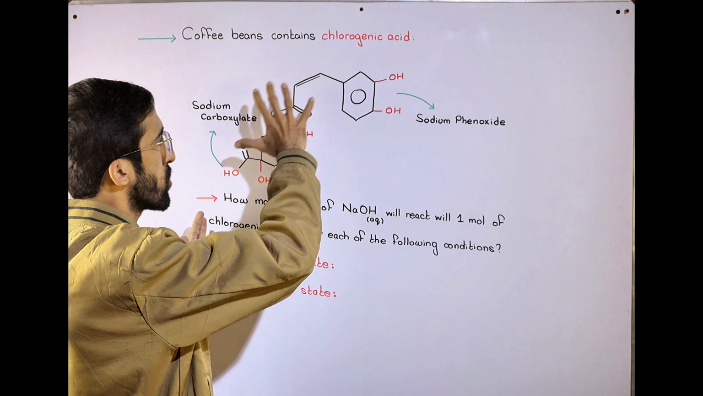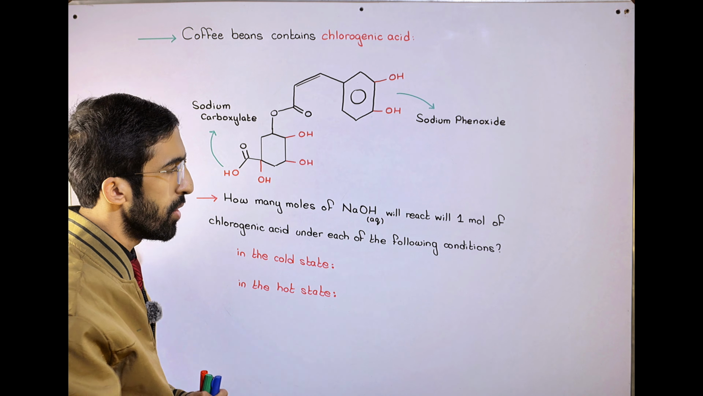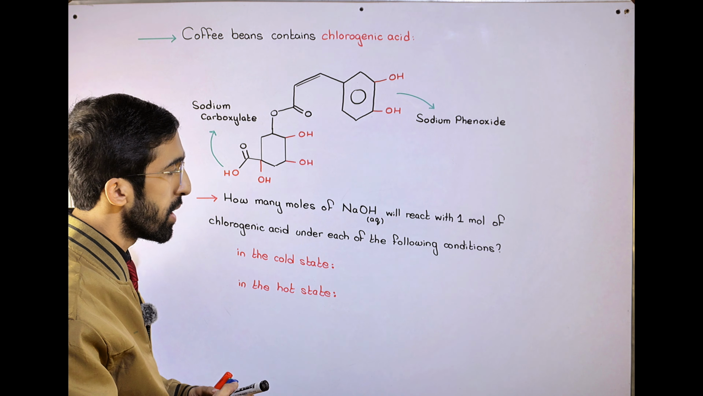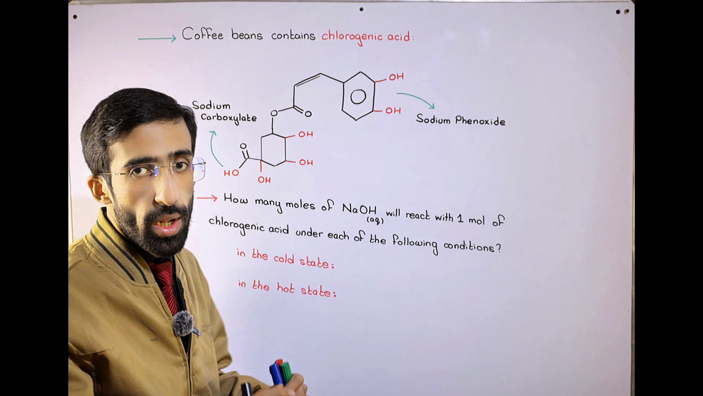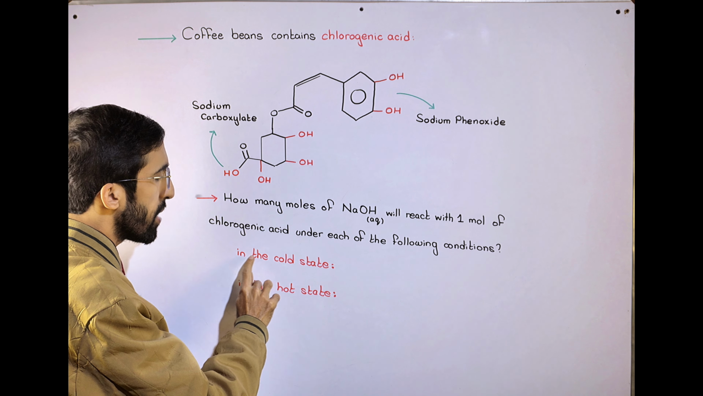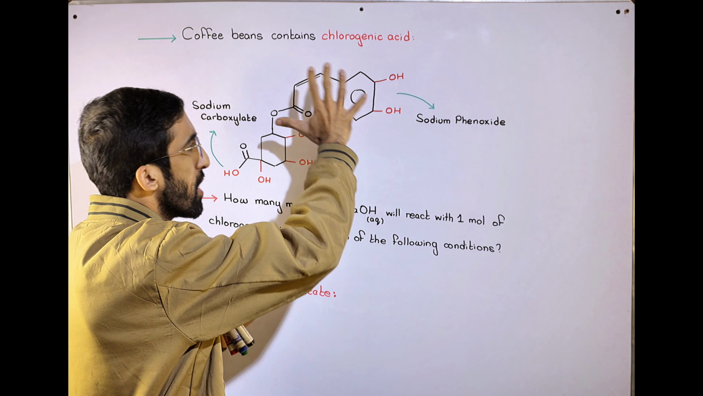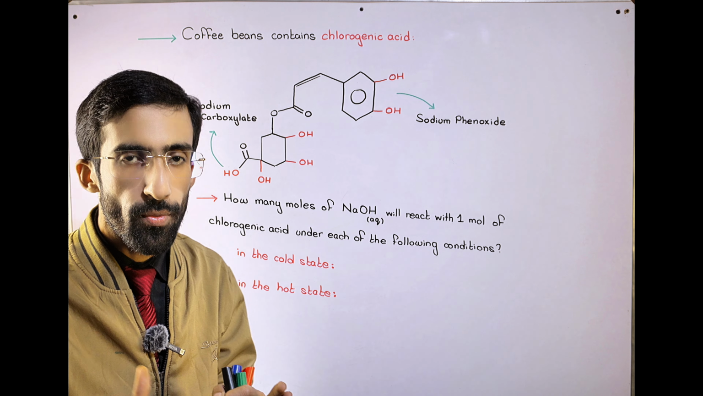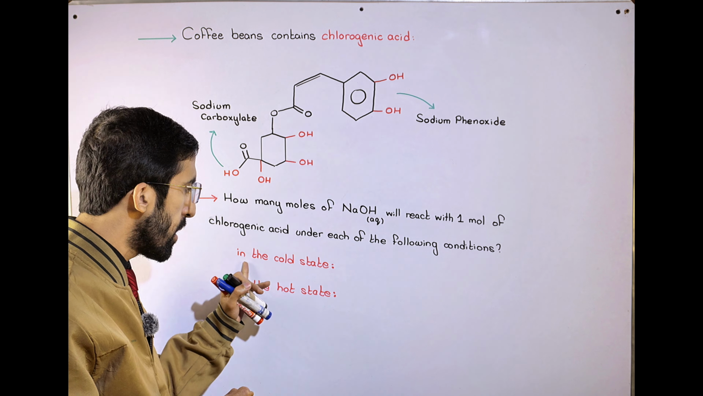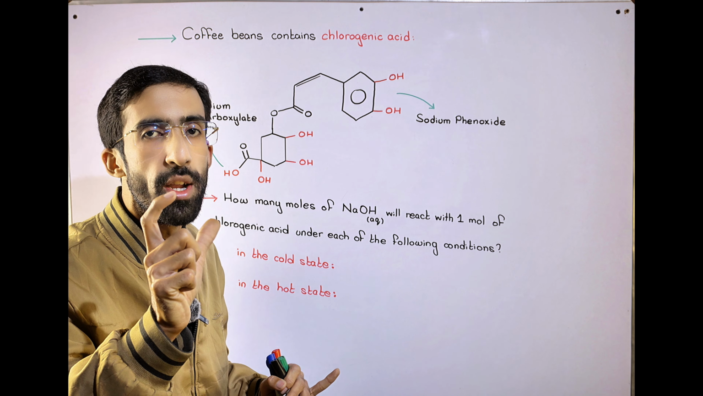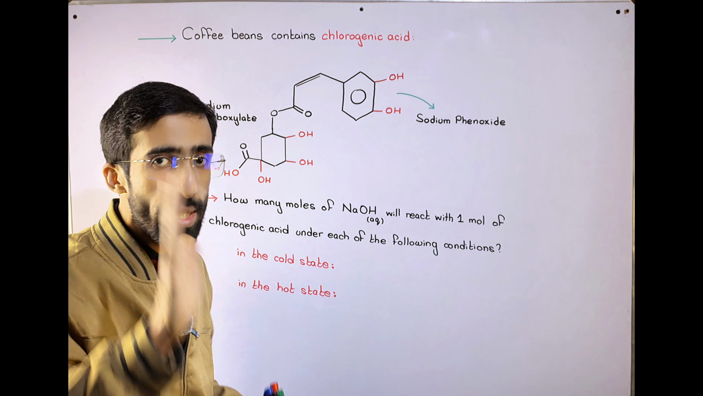Okay, now let's come to the statement. How many moles of sodium hydroxide will react with 1 mole of chlorogenic acid under each of the following conditions? Now there are two conditions given below. First one is in the cooled state. So whenever you are reacting chlorogenic acid with sodium hydroxide in the cooled state, 3 moles of sodium hydroxide will react with chlorogenic acid.